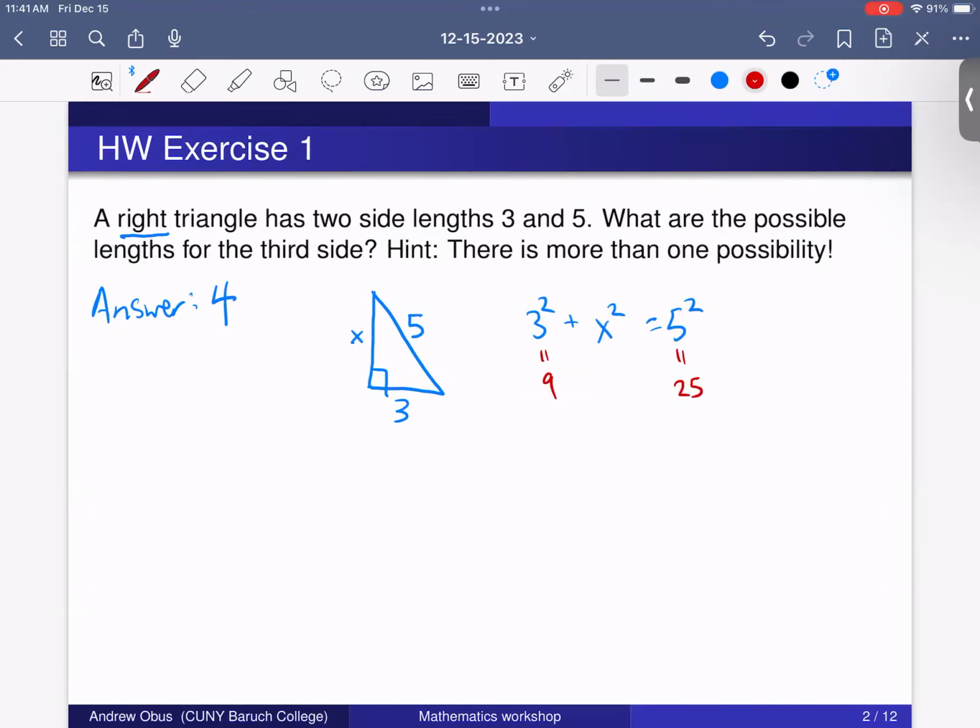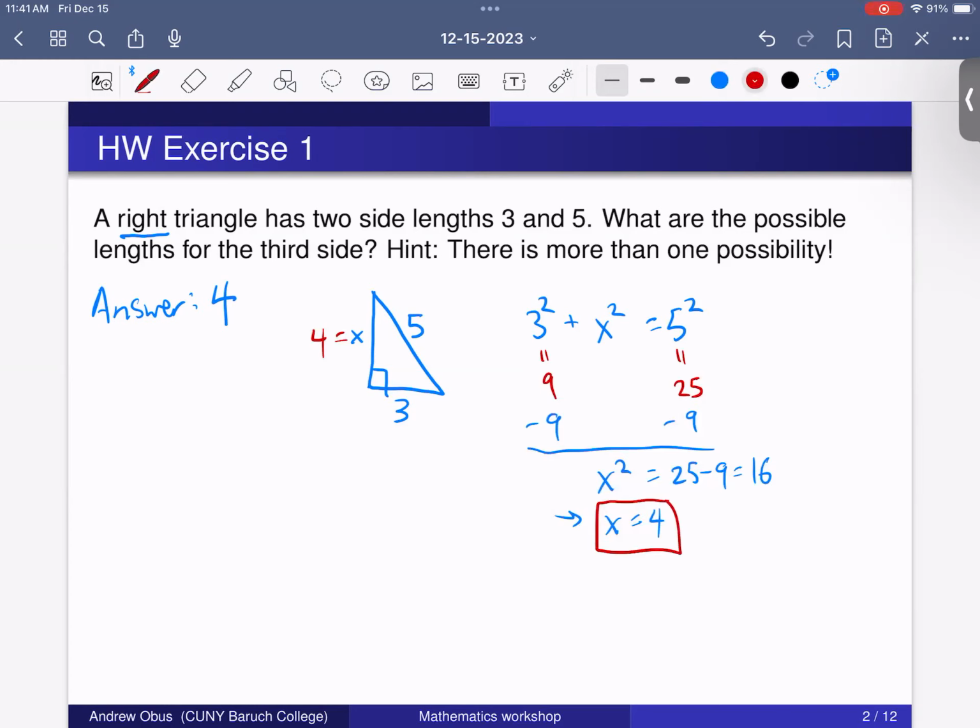So this is 25 and this is 9. If we solve this algebraic equation, subtracting 9 from both sides, we get X squared equals 25 minus 9, which is equal to 16. This gives us the solution X equals 4. So in this case, we label this side 4. So 4 is definitely one of the possibilities for the length of the third side.